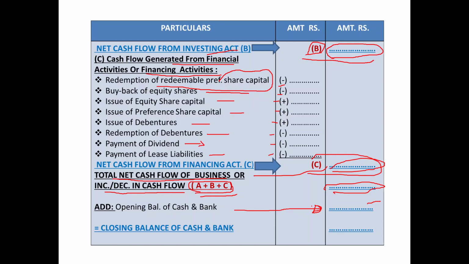So when you report working capital, changes in CA/CL, there we will not take the cash and bank balance. At the last we will report them here. Add opening balance of cash and bank, that will give you the final answer of closing balance of cash and bank at the end of the year.